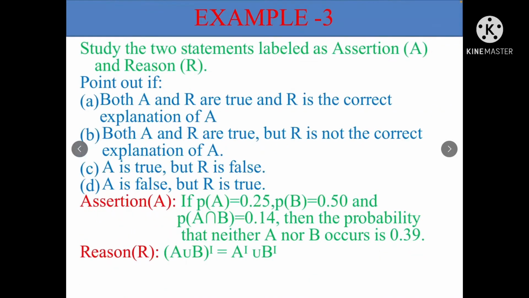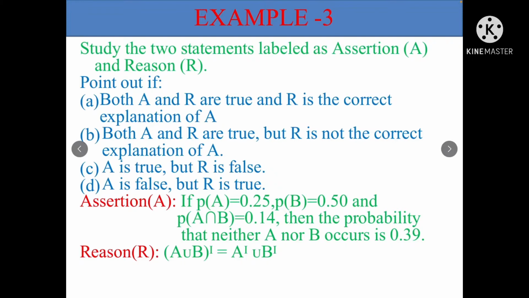Now comes to the third example. Study the two statements labeled as assertion and reason. These are the four alternatives. Here the assertion is given: if P(A) is 0.25, P(B) is 0.50, P(A) meaning probability of A, P(B) meaning probability of B, and probability of A intersection B is 0.14, then the probability that neither A nor B occurs is 0.39. We know the formula for probability of A union B is probability of A plus probability of B minus probability of A intersection B. So if you apply the formula and calculate the result, you will check this is a true statement. What comes to the reason?